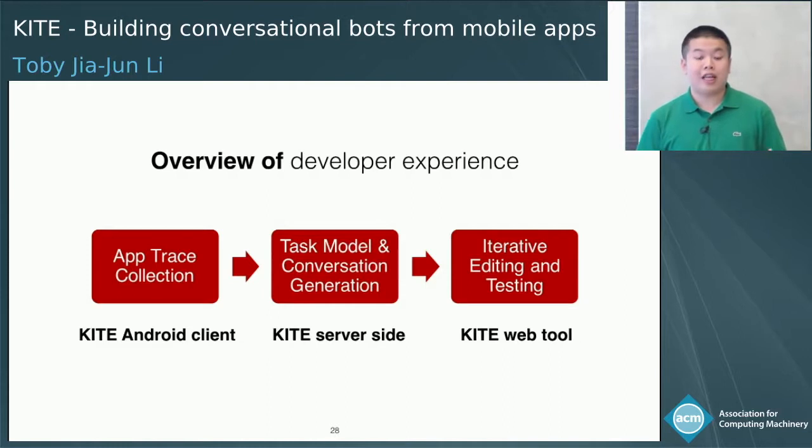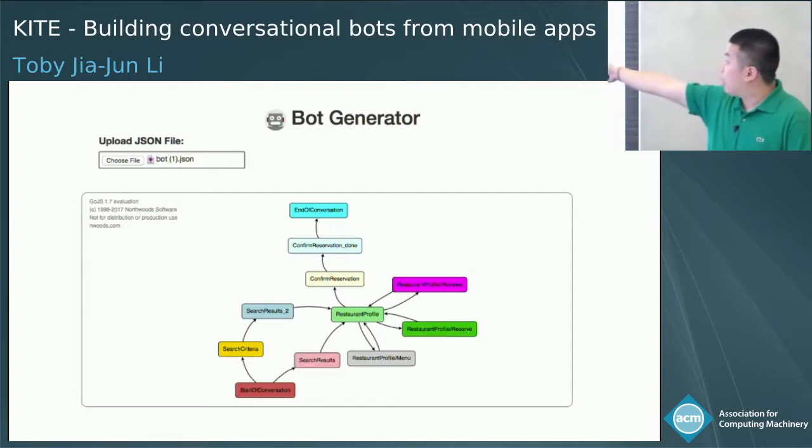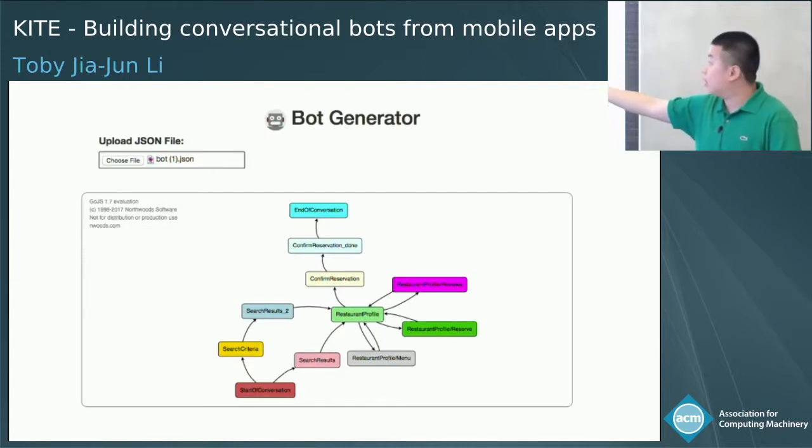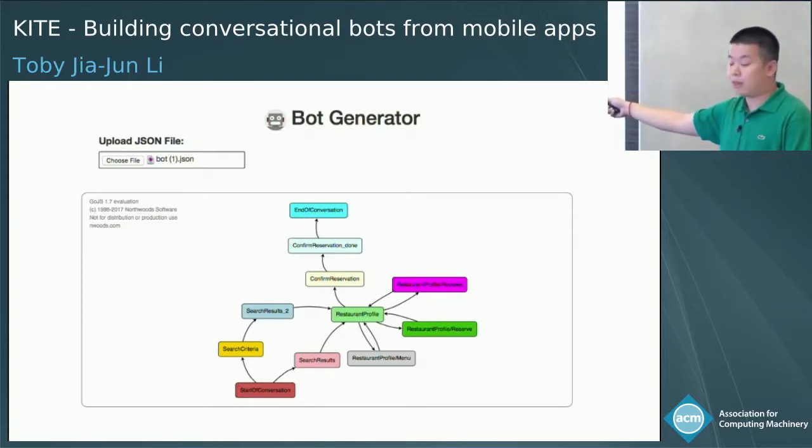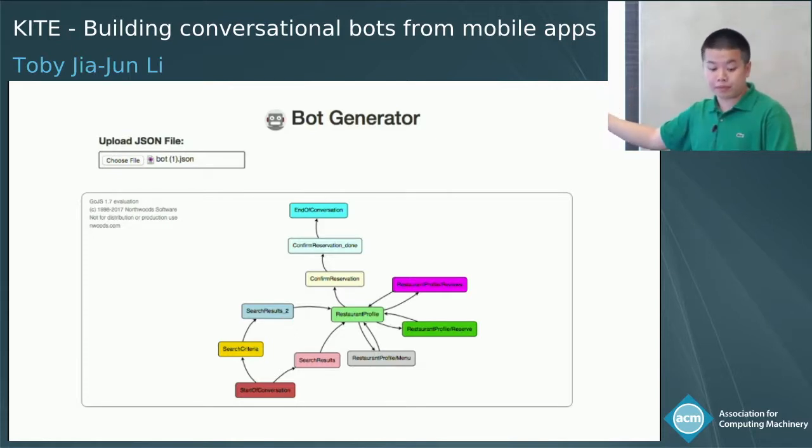Based on the extracted task model, the KITE web tool will show an interactive visualization of the intents. Like that's the interface. And we can see that the task model defines the control flow of the task by specifying the possible transitions between intents. All of those are extracted from the traces.